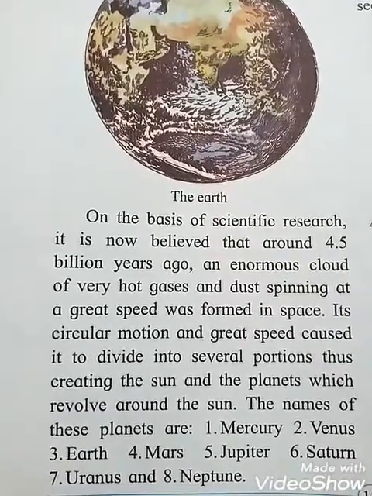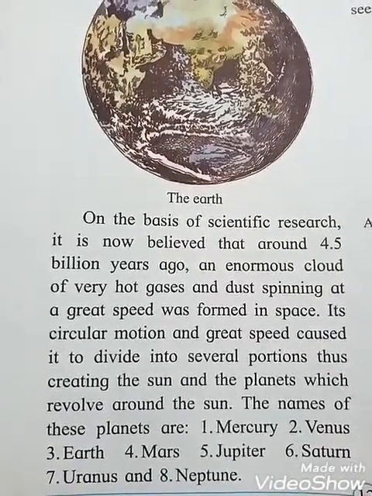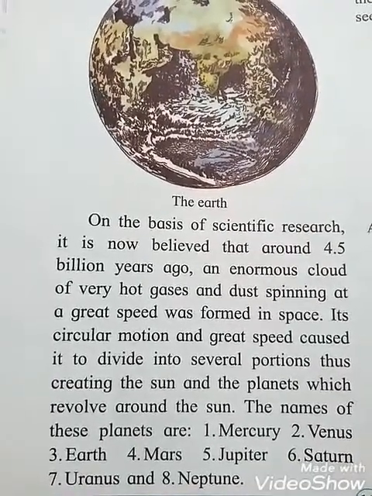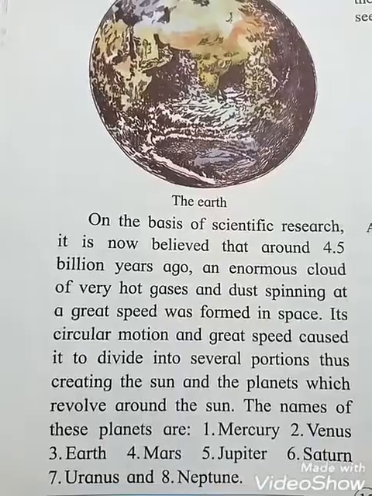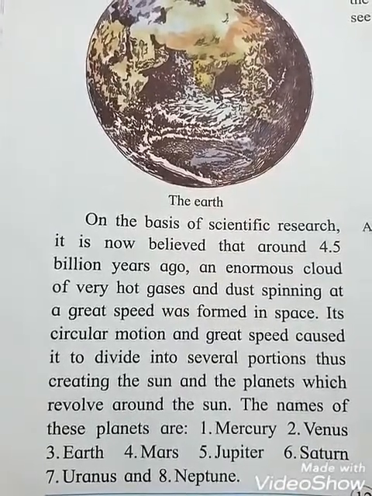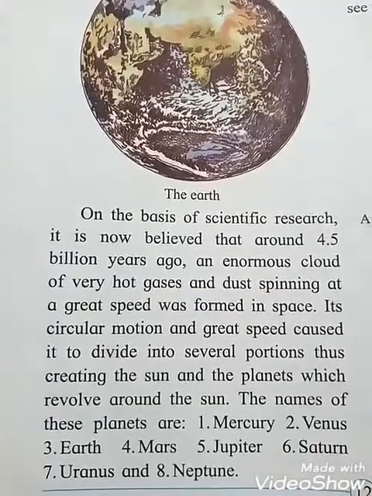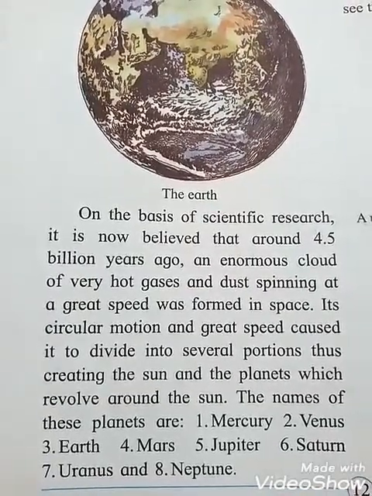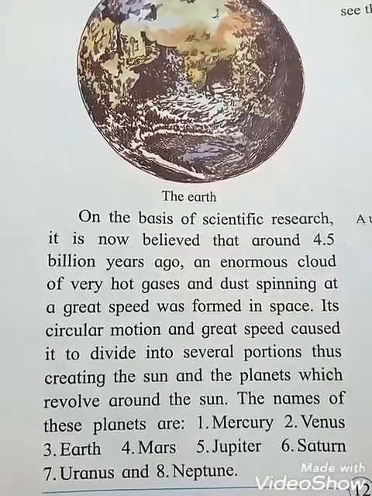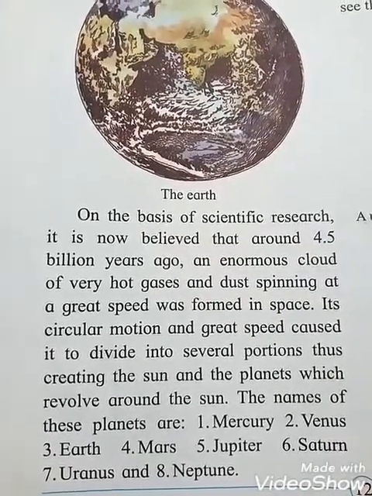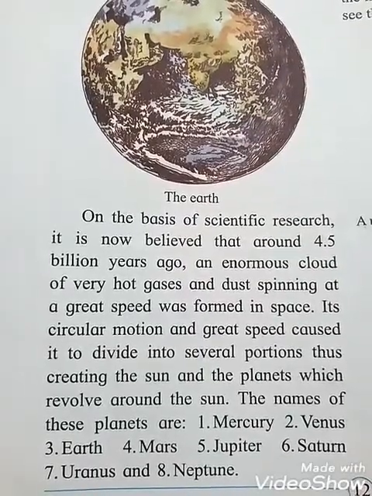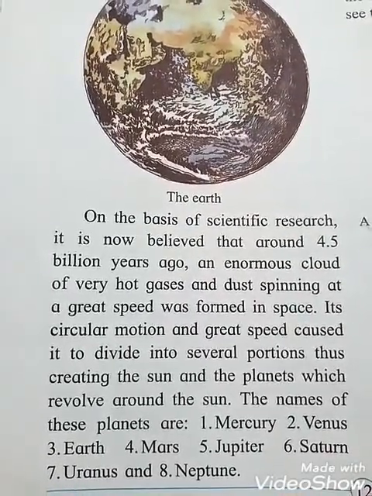The names of these planets are given here, just go through them. The names of these planets are Mercury, Venus, Earth, Mars, Jupiter, Saturn, Uranus and Neptune. There are a total of 8 planets. You should learn these names by heart. Mercury, Venus, Earth, Mars, Jupiter, Saturn, Uranus and Neptune.